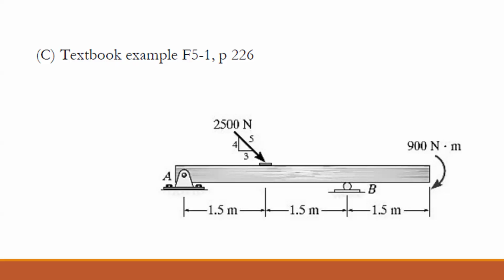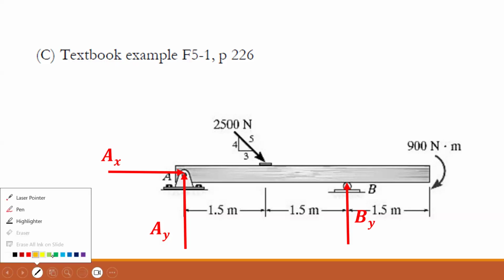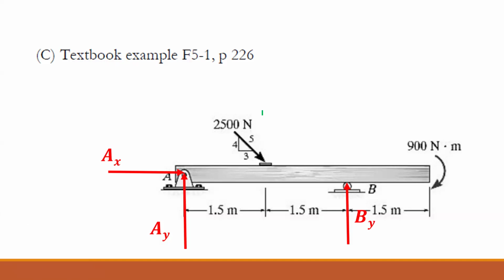First thing is identify the supports. So at A, you have a pin, that means two unknowns. At B, you have a roller, which is one unknown. So these are the unknown forces. Now we need to apply equilibrium conditions and find the three unknowns. But before that, you may need to divide this force like this.